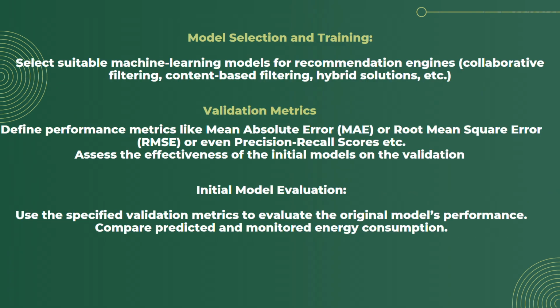Model selection and training. Select a suitable machine learning model for the recommendation engine: collaborative filtering, content-based filtering, hybrid solution, etc. Validating metrics. Define performance metrics like mean absolute error and root mean square error, or even precision and recall scores, etc. Assess the effectiveness of the initial model on the validation. Initial model evaluation. Use the specified validation metrics to evaluate the original model performance. Compare predicted and monitored energy consumption.